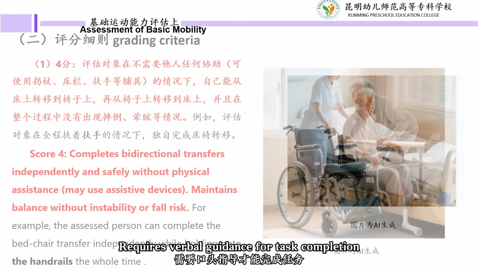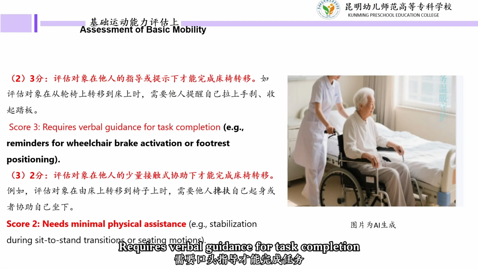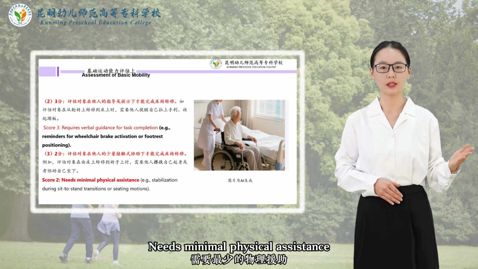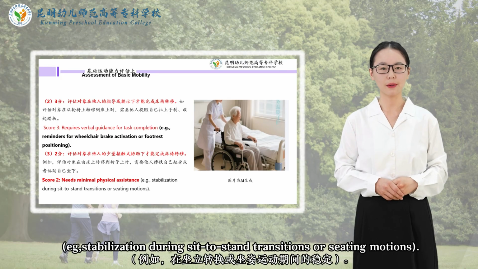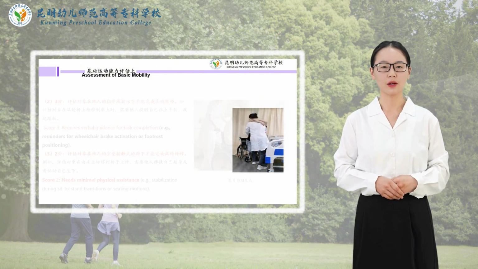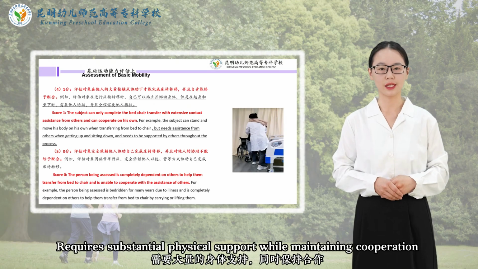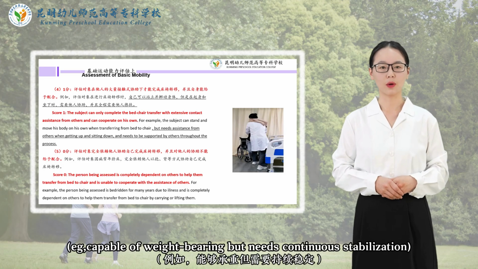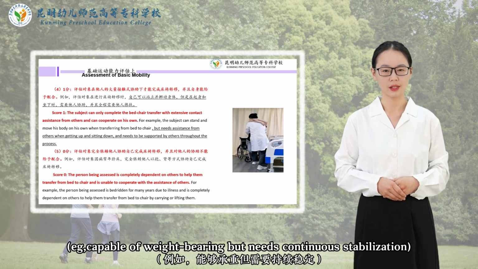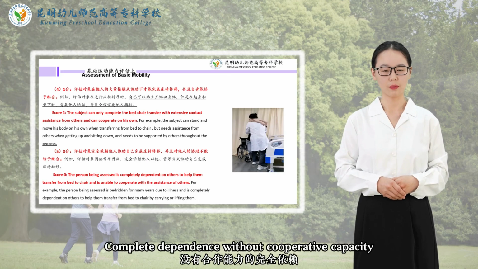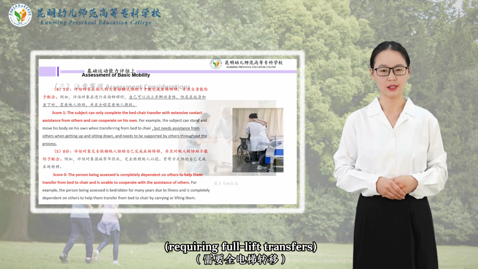2. Score 3 requires verbal guidance for task completion, for example, reminders for wheelchair brake activation or footrest positioning. 3. Score 2 needs minimal physical assistance, for example, stabilization during seat-to-stand transitions or seating motions. 4. Score 1 requires substantial physical support while maintaining cooperation, for example, capable of weight bearing but needs continuous stabilization. 5. Score 0 is complete dependence without cooperative capacity, requiring full lift transfers.